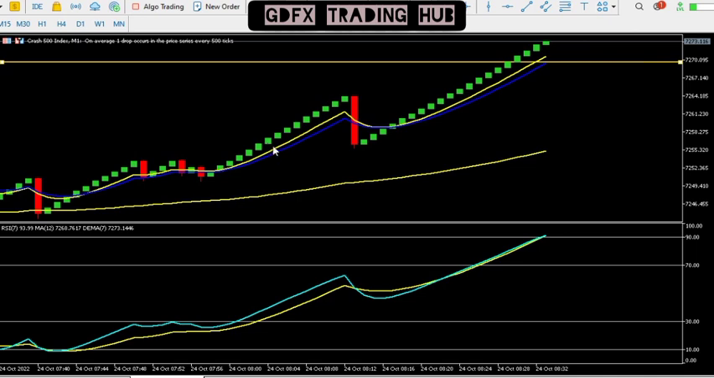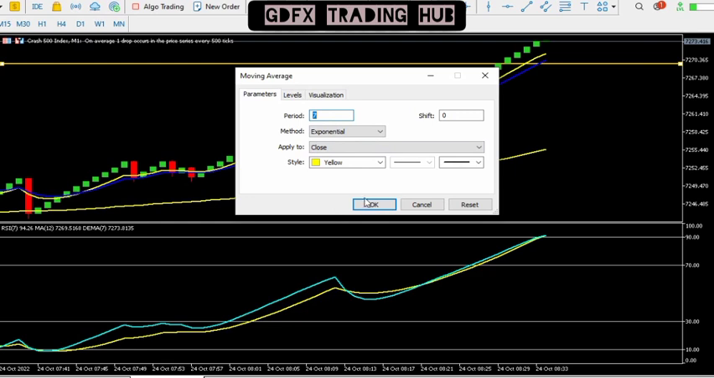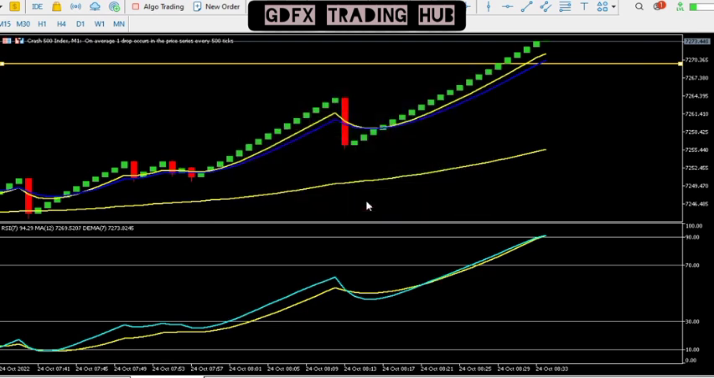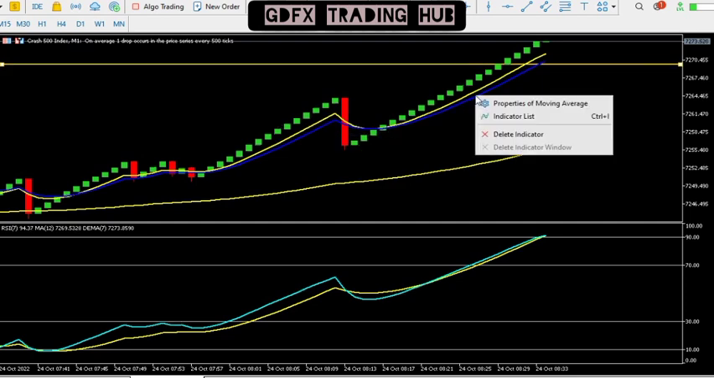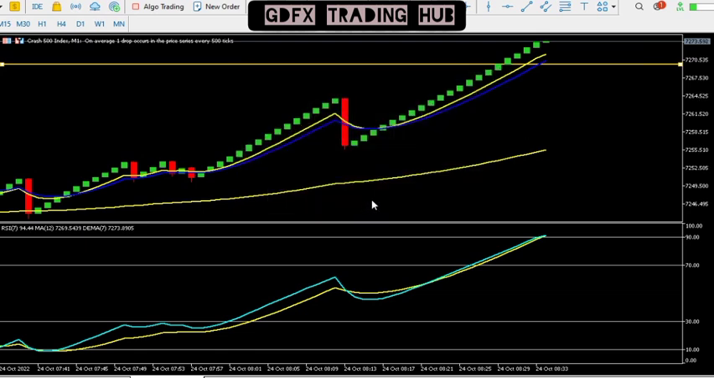Let me show you the indicators very fast. The yellow line you are seeing on the main chart is the 7 exponential moving average, though I will drop it in my description. Are you seeing it? Applied to close. The blue line you are seeing is 10. So the moving averages are 10 and 7, applied to close.